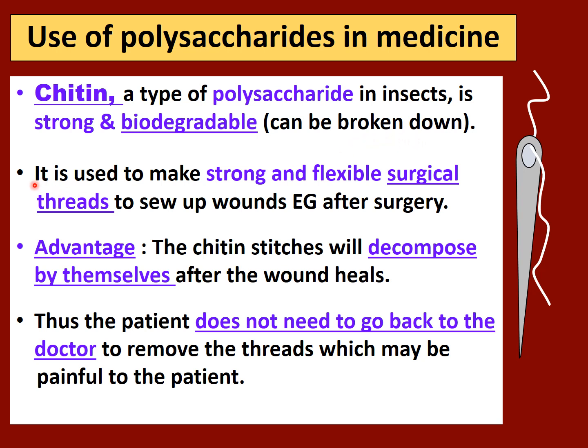It is used to make strong and flexible surgical threads to sew up the wounds of a patient, especially after surgery, for example. So nowadays, the threads used to sew up the wounds are able to decompose on their own because they are made from chitin. So the advantage is that the chitin stitches will decompose by themselves after the wound heals, and the patient does not need to go back to see the doctor to remove the threads, which may be painful to the patient. So it's more advantageous to use the chitin threads.